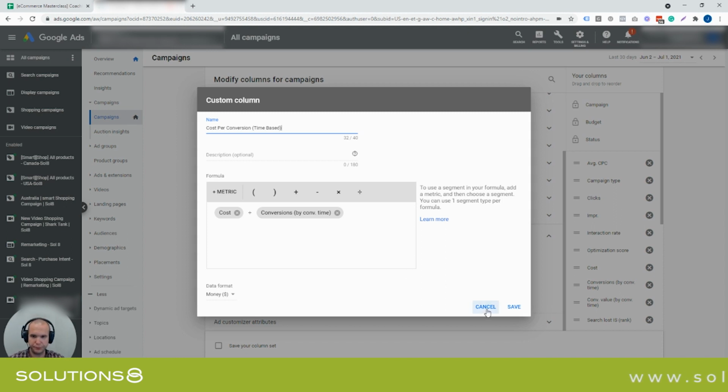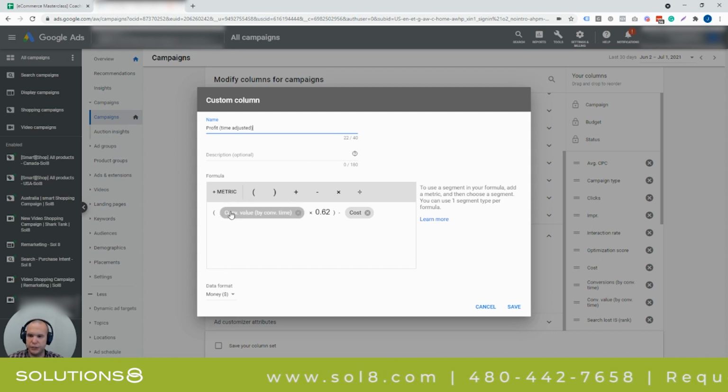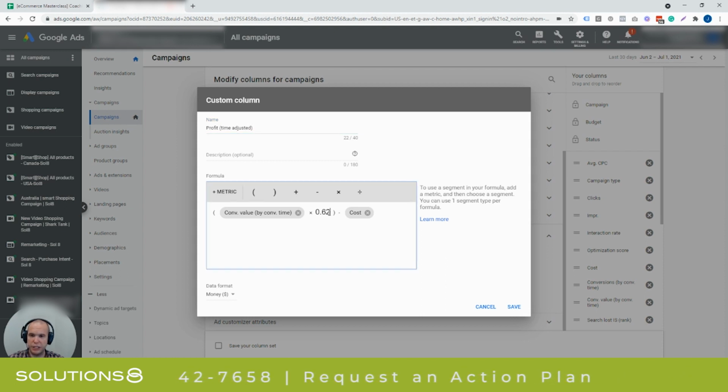The next thing I have is profit. You can actually place into Google Ads a profit calculator. The profit is your conversion value by conversion time multiplied by your percentile of profit margin in decimal format, so this would be a 62% profit margin. Make sure you place these inside of the parentheses, because this will make sure that this calculation happens first, and then you subtract the cost from it.